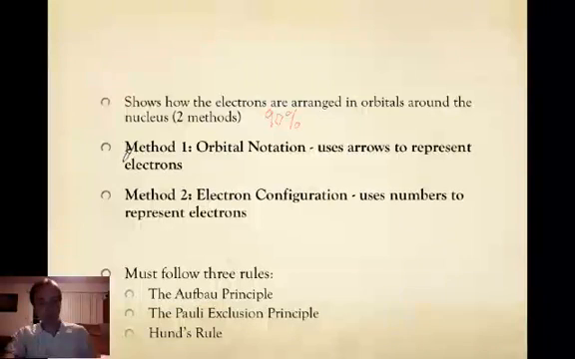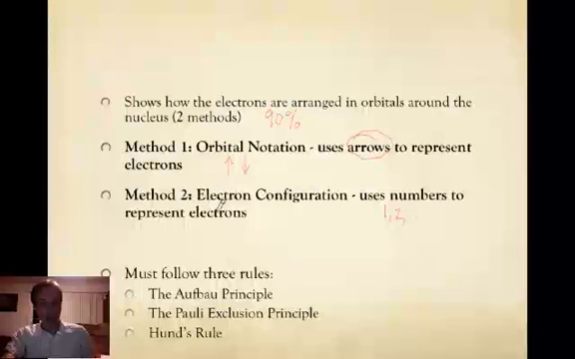There's two methods we can use. There's orbital notation and there's electron configuration. The main difference is with orbital notation, we're going to use arrows to represent the electrons. These arrows will be up arrows or down arrows. And then in electron configuration, we'll use numbers like 1, 2, etc. to represent the electrons themselves. So we're just counting them, 1 electron or 2 or 3 or 4.